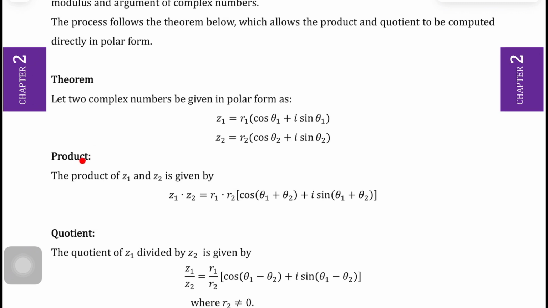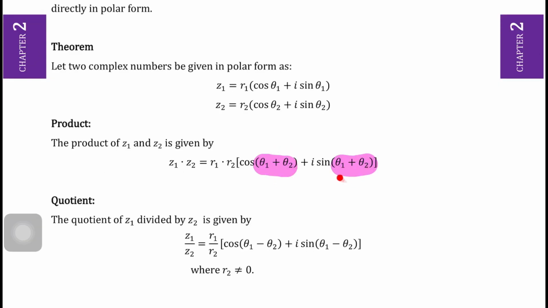Now let's see the product. How to do the product of Z1 and Z2. If you want to multiply Z1 and Z2, for the R part, you just multiply: R1 times R2. And then the form of the answer is the same, cos plus i sine. However, it's a bit different with your angle. If you are doing a product, your angle must be added. Make sure that you leave your answer in one cycle.